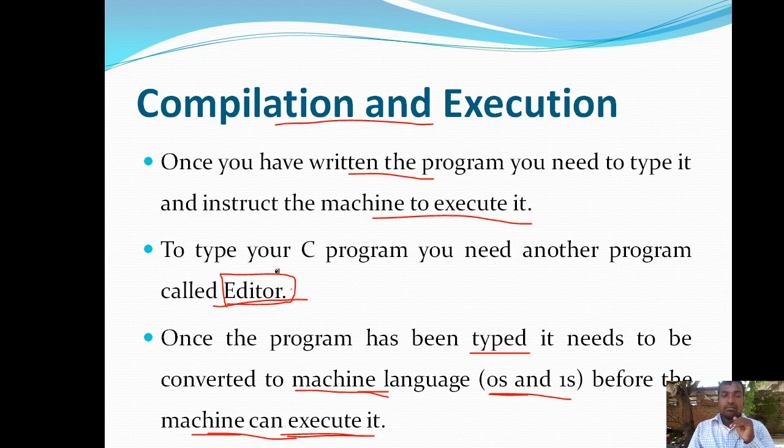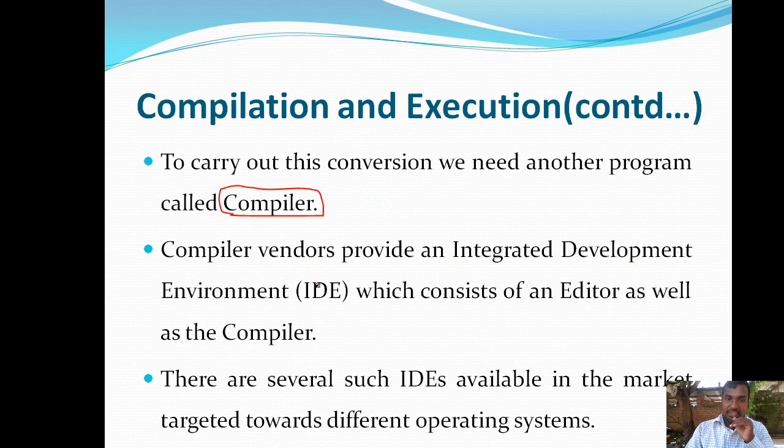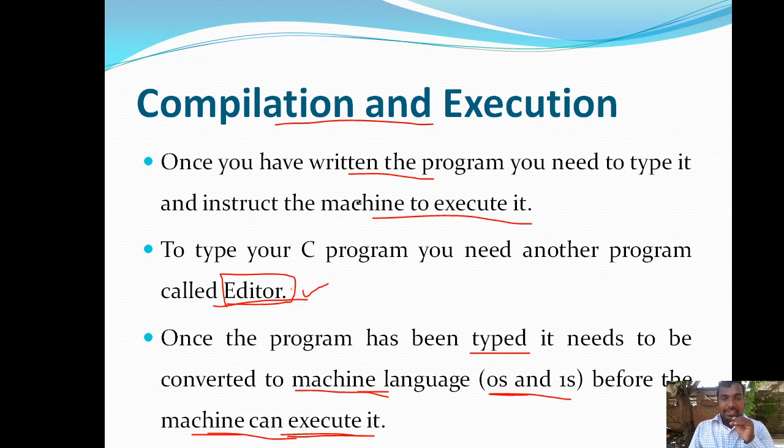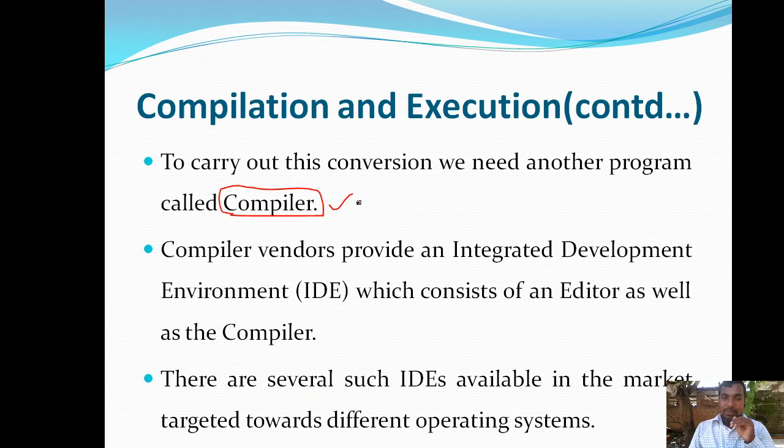So till now we have discussed these two programs or softwares. One is the editor and the other is the compiler. We use the editor to write or type the programs, and we use the compiler to convert the written program into machine language. If you want to convert high level language into machine language, we need compiler software. There are several vendors that provide an integrated development environment, or IDE, consisting of an editor as well as a compiler.